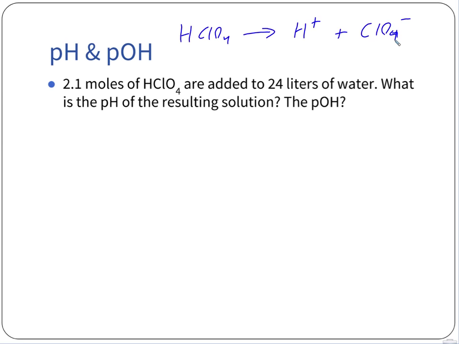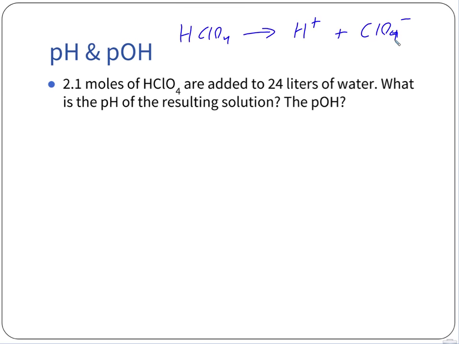Of course, keeping in mind in reality they aren't going to form H+ ions, they'll form hydronium ions, but the concentration is the same. We'll simplify it out like this. And so 2.1 moles of this added to 24 liters of water, what is the pH of the resulting solution? So to find the pH, we need to know the hydrogen ion concentration. So let's see if we can figure that out.